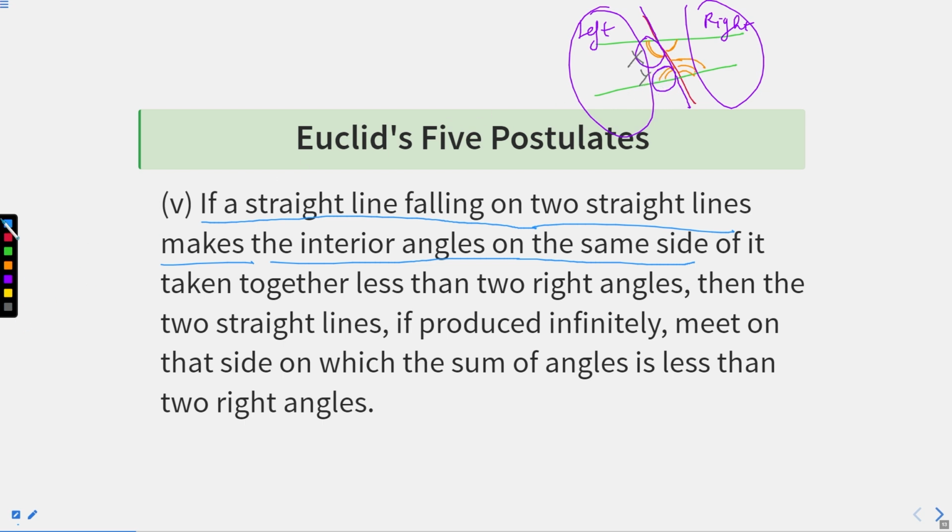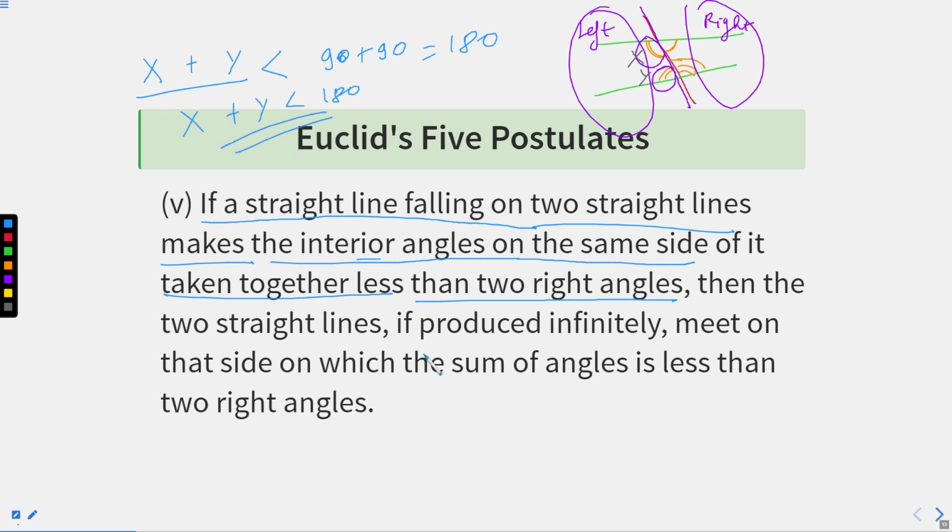So the angles are x and y. If x plus y is less than, as the statement says, the interior angles on the same side taken together, meaning the sum, we are adding the two angles, less than two right angles. Two right angles means 90 plus 90, which equals 180 degrees. So if this happens, x plus y is less than 180 degrees.